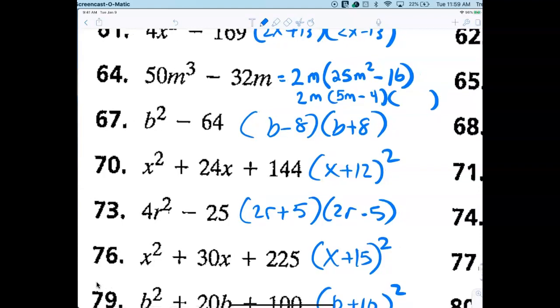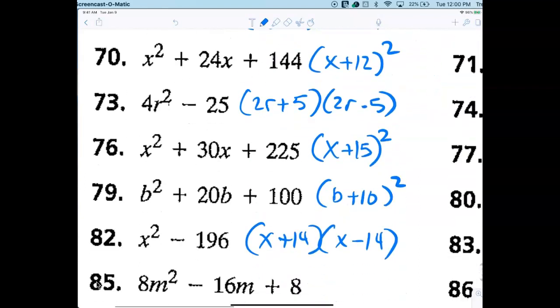Now listen, this is the time where the middle term is 0, so they have to be opposite signs. So it'd be 5m minus 4, and then 5m plus 4. There you go. I'm trying to make sure everybody understands when it's plus and minus or when the signs are both the same. If there's no middle term, it's plus or minus, which means there's only 2 terms. If there's 3 terms, they're either both negative or both positive.